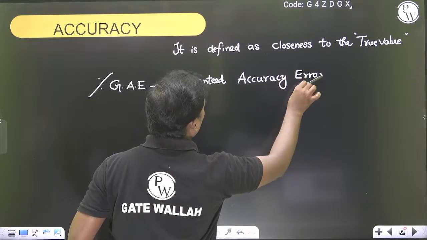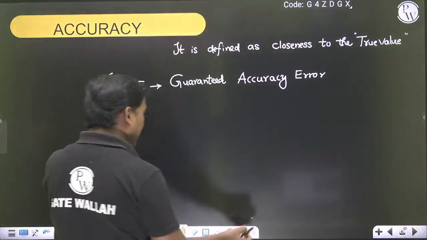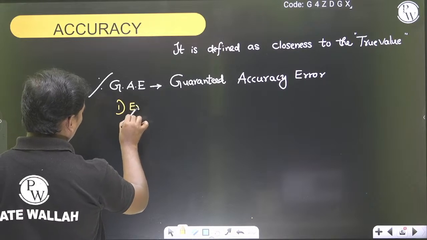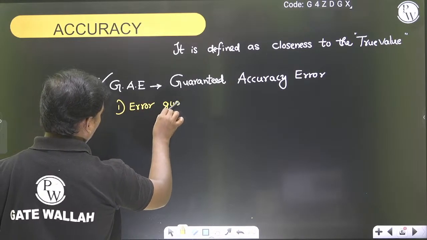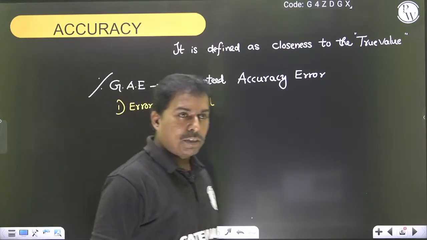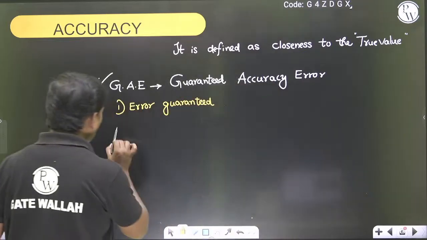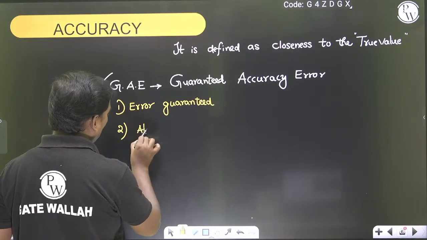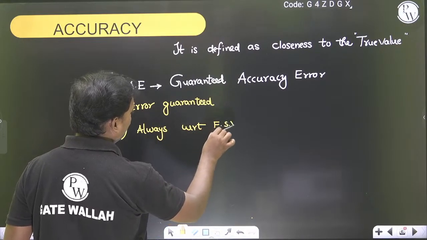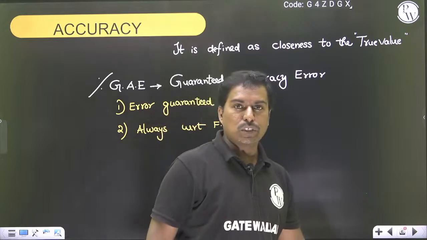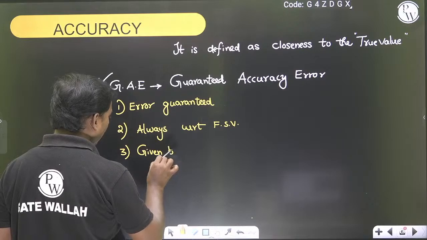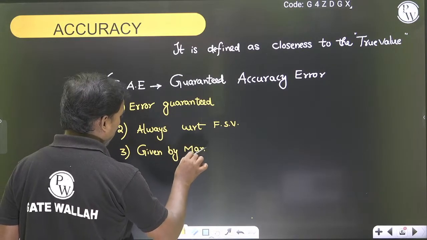So what is this guaranteed accuracy error? It is the error guaranteed whatever may be the situation. Okay, so error guaranteed. At any cost, whatever may be the care you have taken, the error is guaranteed. Second thing is, it is always with respect to full scale value. And it is constant. It is given by the manufacturer.